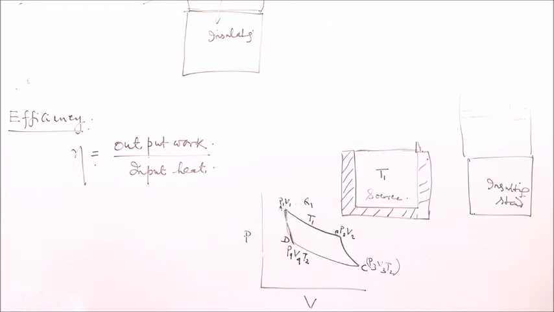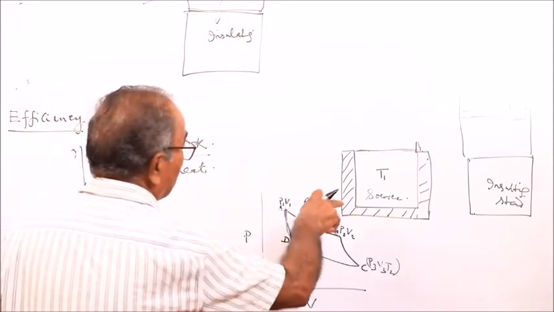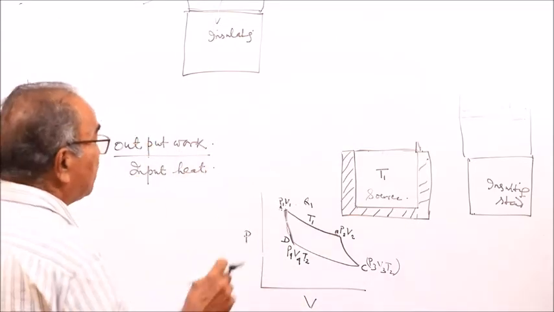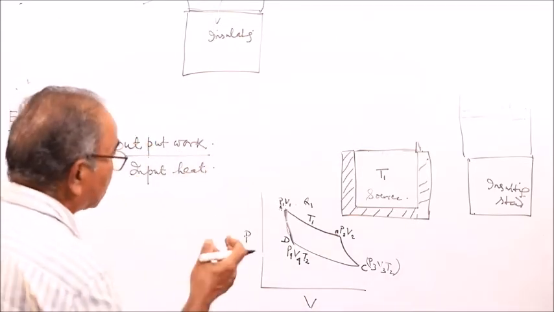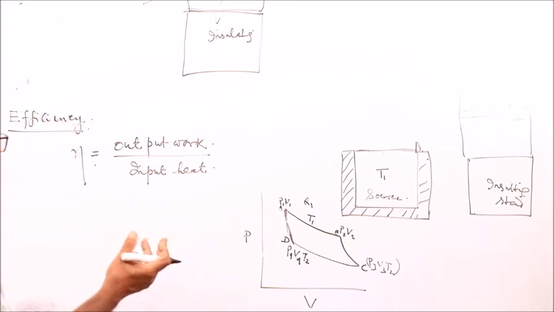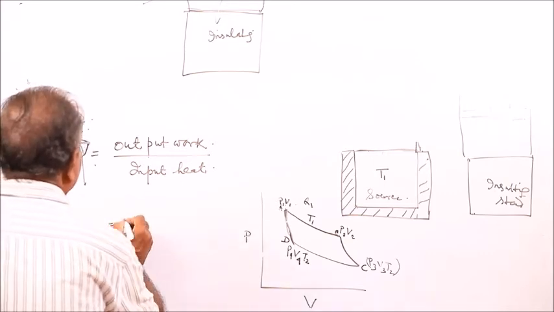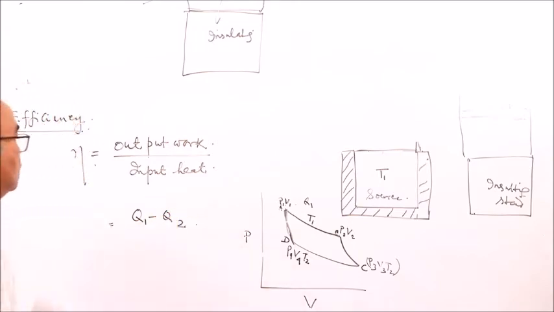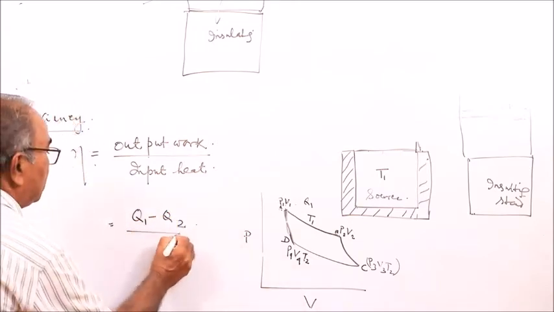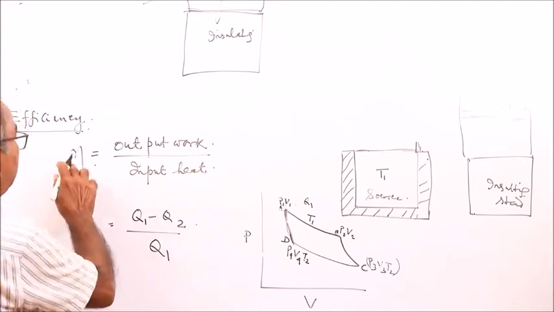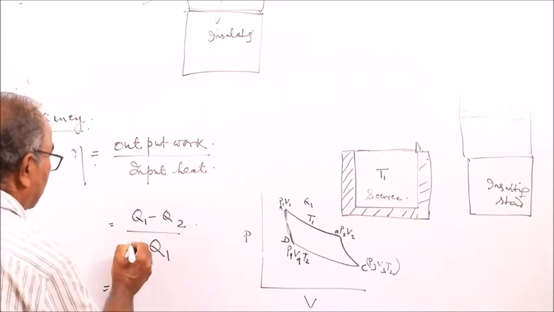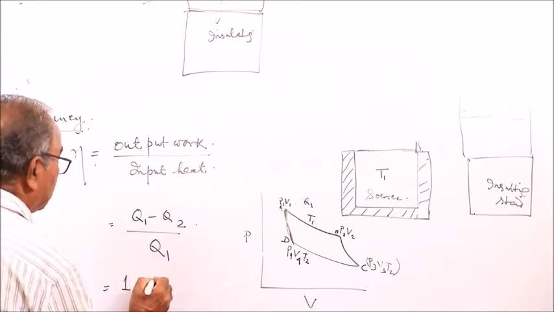Output work is what we gave as Q1, the amount of heat, first during isothermal expansion, and then after adiabatic expansion and isothermal compression, Q2 heat is ejected to the sink. So output work is Q1 minus Q2, and input heat given is Q1. Then efficiency is Q1 minus Q2 divided by Q1, that is equal to 1 minus Q2 by Q1.